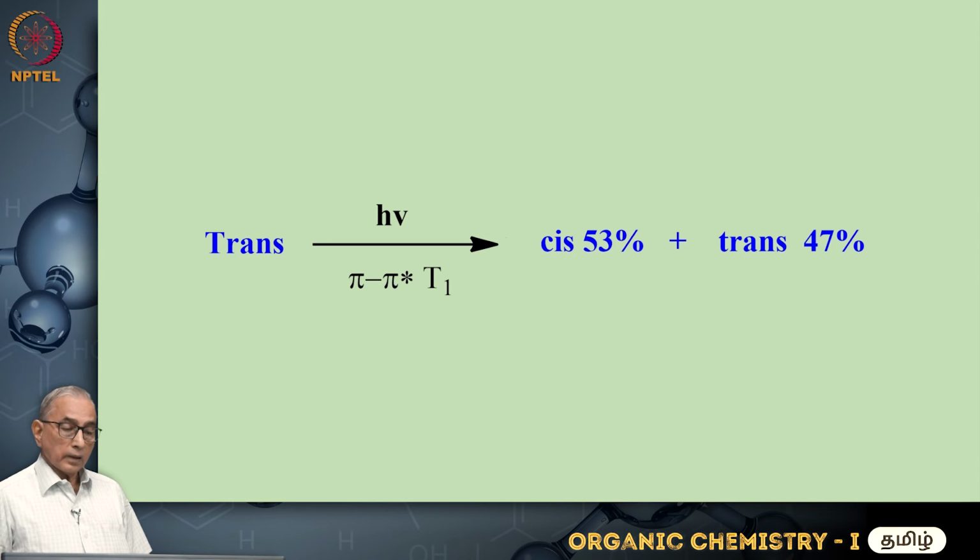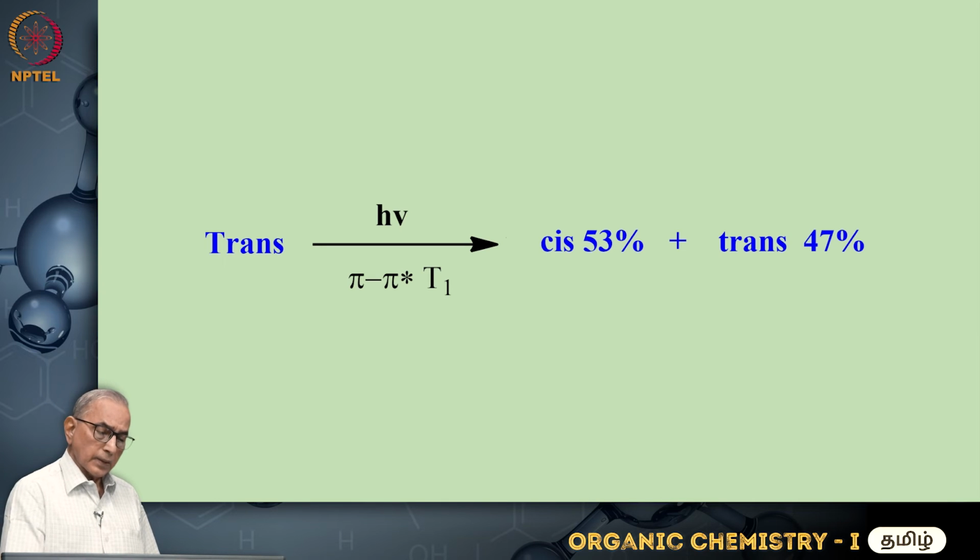Usually when you treat a trans olefin excited with light, you have the pi to pi star triplet, and this becomes cis 53% and trans 47%. The ratio of the two changes. You have the pure trans, it becomes 53% cis and 47% trans, and if you again irradiate it, you can get more cis and you can convert it almost to cis.